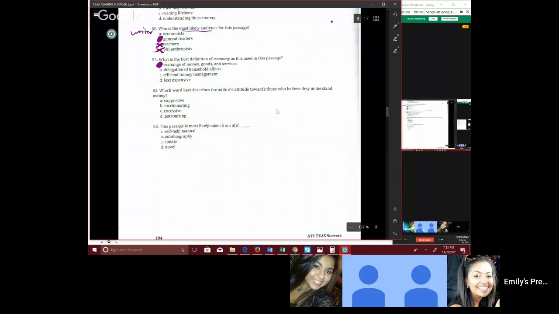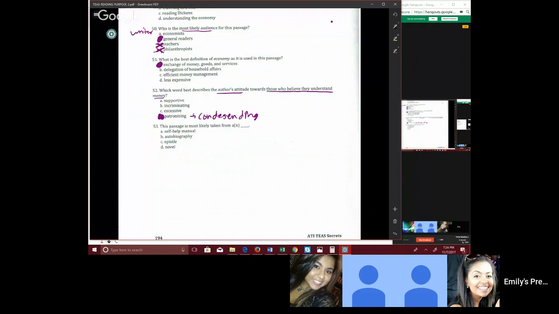Which word best describes the author's attitude towards those who believe they understand money? So this is the author and what they would think of someone who thinks that they understand money. Their attitude toward them would be patronizing. Patronizing is similar sort of to condescending. Even if you didn't know what patronizing exactly was, supportive, incriminating, and excessive, none of those really fit the context of how we're using the word and or what the word means.